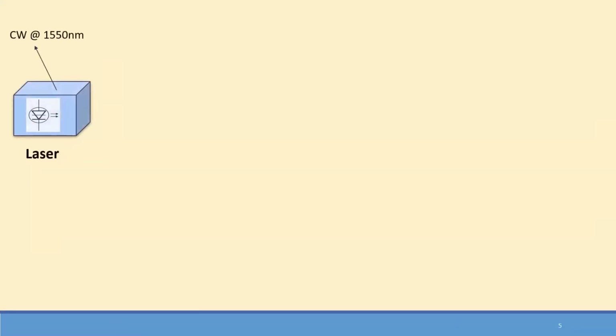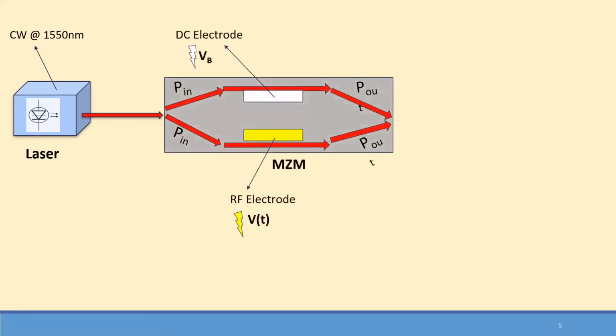The first part of this loop begins with a laser, a continuous wave laser with a wavelength of 1550 nanometers. This laser power is then sent into an MZM, a Mach-Zehnder modulator, which splits the power into two, as you can see, the two P in. On one side of the MZM there is a DC electrode, which takes in some DC bias. And on the other side, there is an RF electrode, which takes in an RF signal.